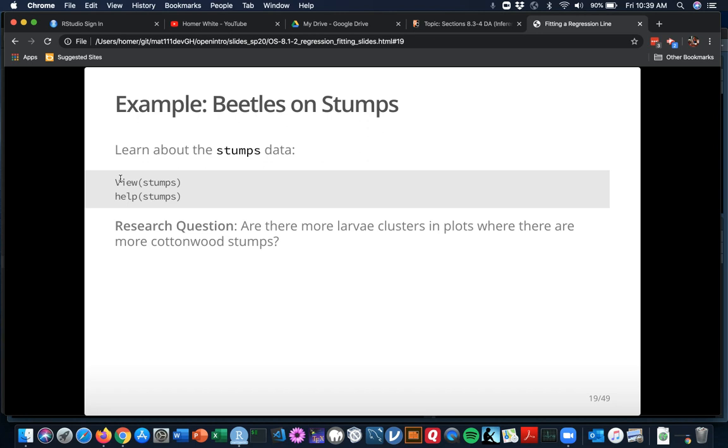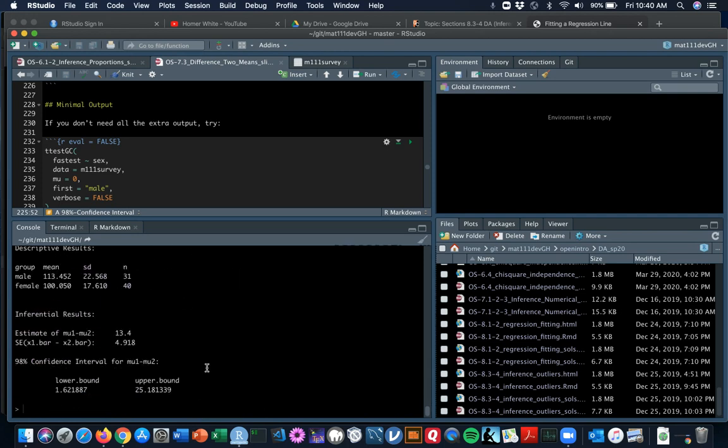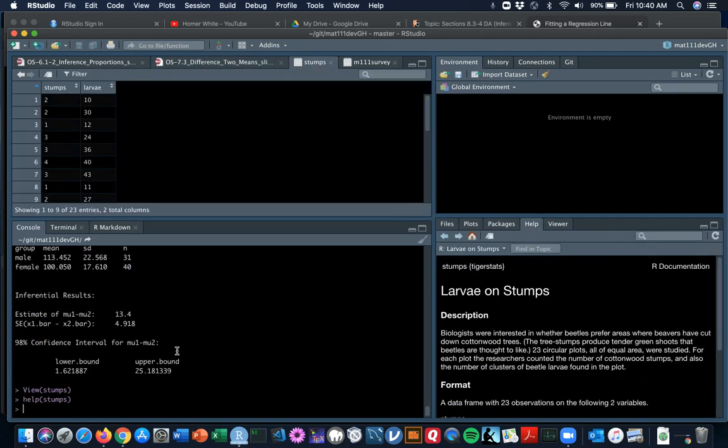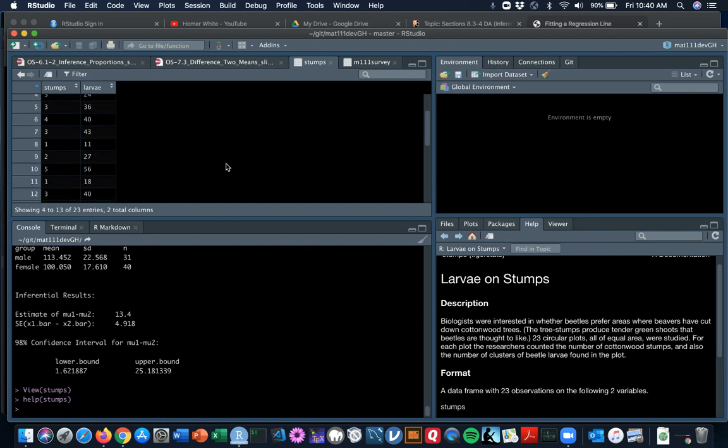So, to give us an example data set to start with, let's learn about the stumps data. It comes from the package TigerStats. So let's do a view and help on stumps in RStudio. And so you can read about stumps here in the help, and we can take a look at the view in a minute.